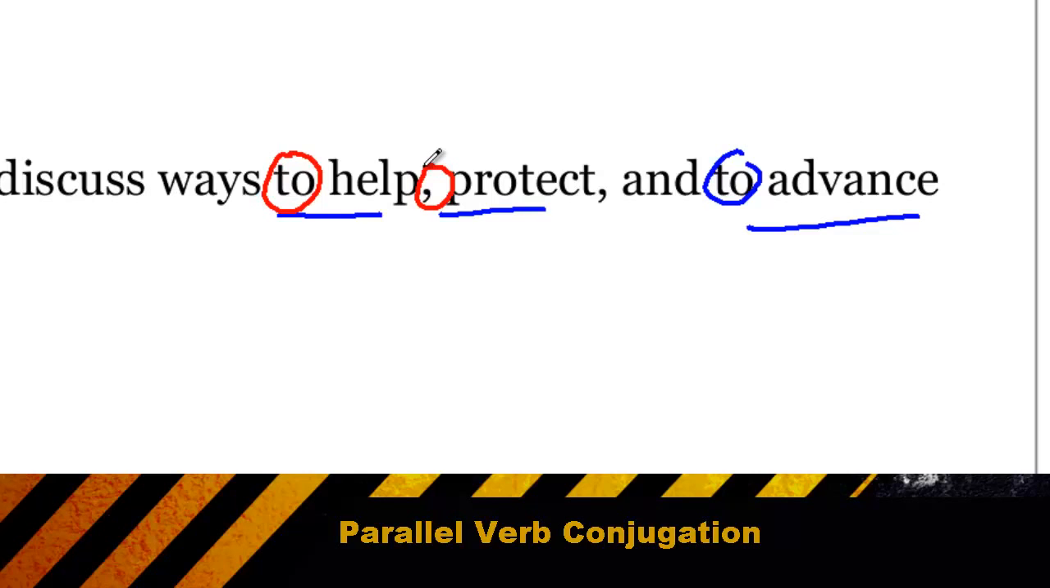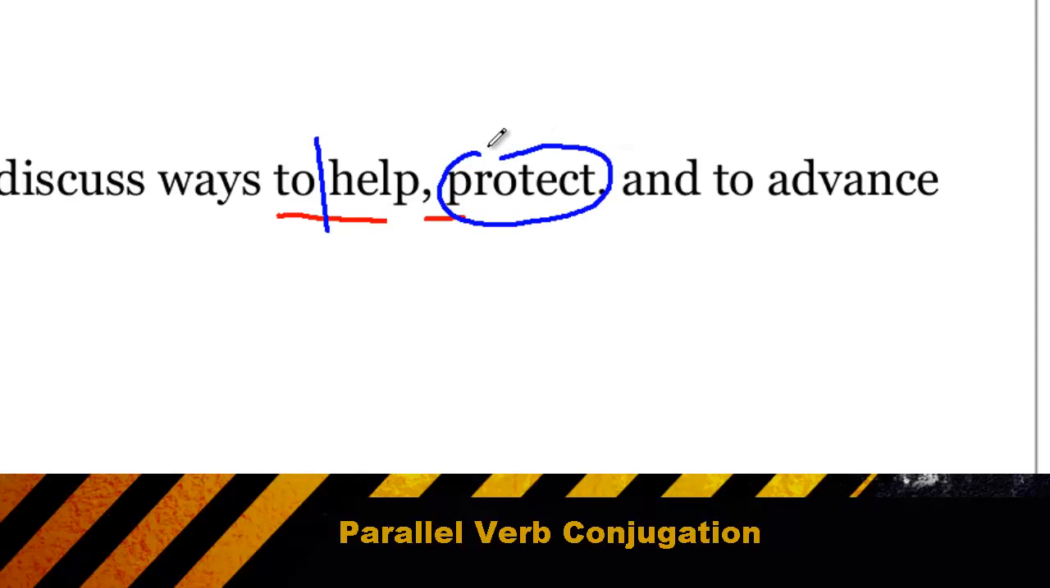The trick is to discover where the list begins. In this case, the first item in my list is to help. My second item does not have the to, so that means my list began immediately after the first two. And you could see that if I took the second item, protect, and put that in the first position, and read, the president will discuss ways to protect, that sounds fine.